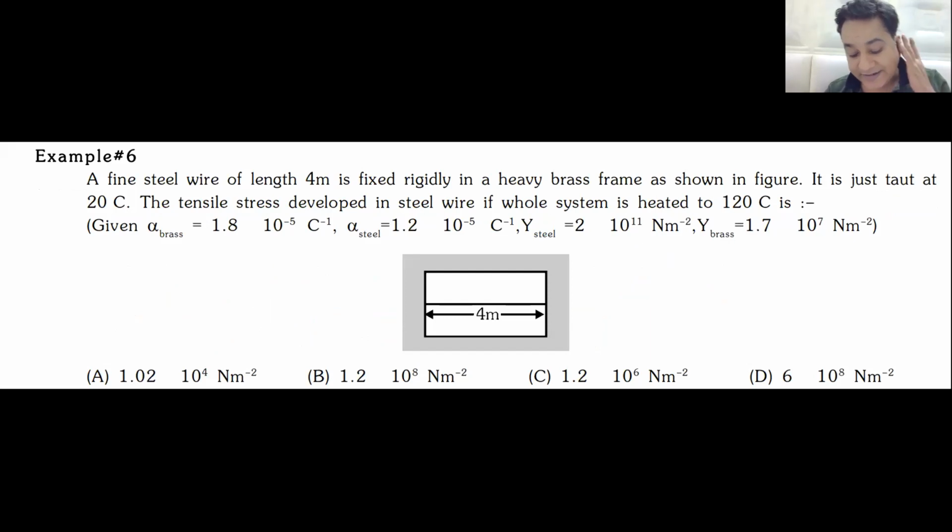Example number 6. A fine steel wire of length 4 meter is rigidly fixed in a heavy brass frame, as shown in the figure. It is just tight at 20 degrees Celsius. The entire system is heated to 120 degrees Celsius. What is the tensile stress developed in the steel wire?